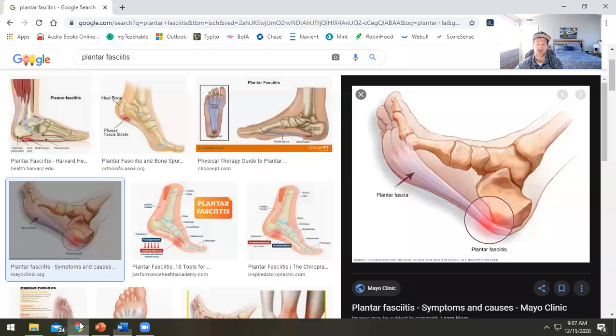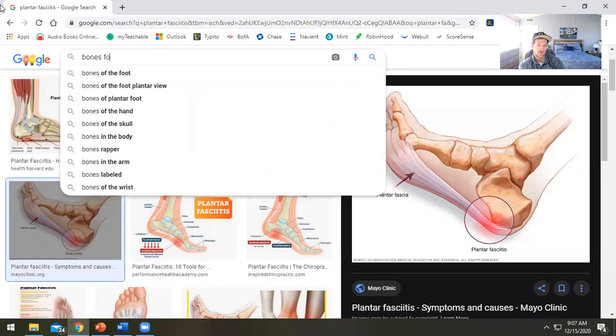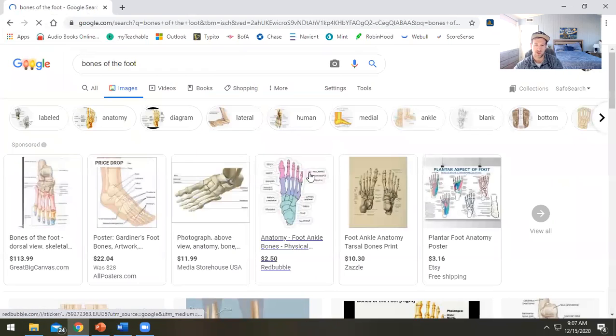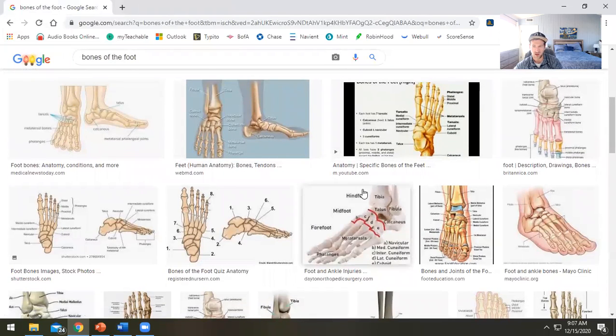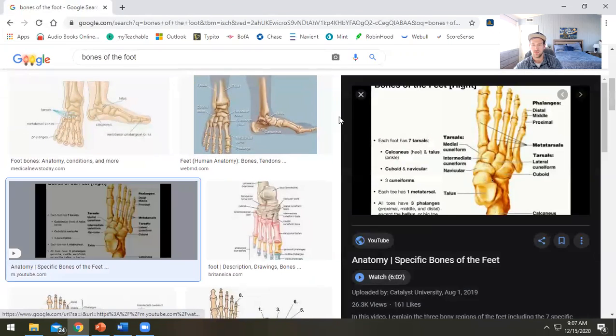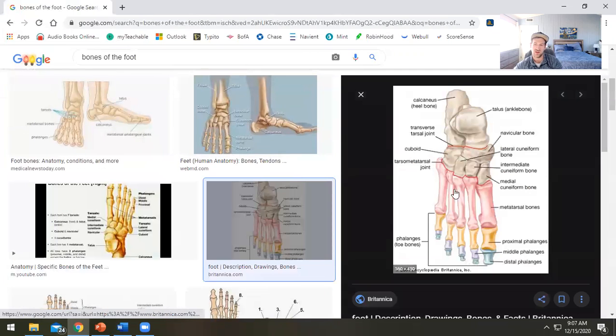Then we have stress fracture. So looking at your foot and what bones you've got. So actually, oh, come on. There we go. I liked the color one. There we go. That's better.